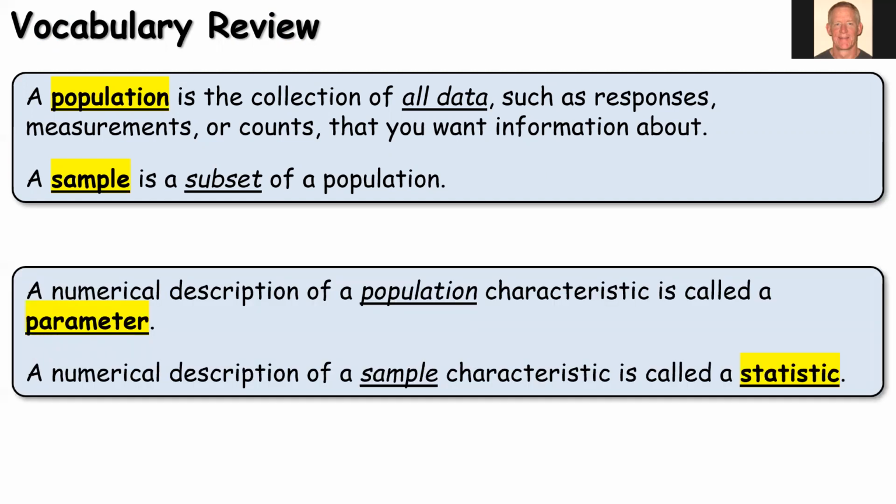And then the numerical description of the population characteristic is called our parameter. And the numerical description of a sample characteristic is called a statistic. So generally what we do is we collect data from our sample, we determine the statistic from that sample, and then we ask ourselves, does that statistic fairly represent the parameter of the entire population?